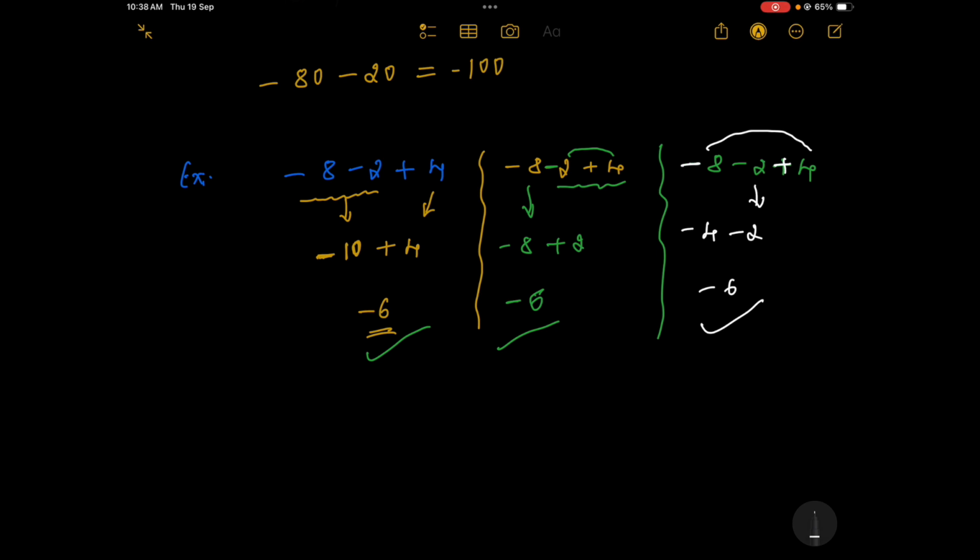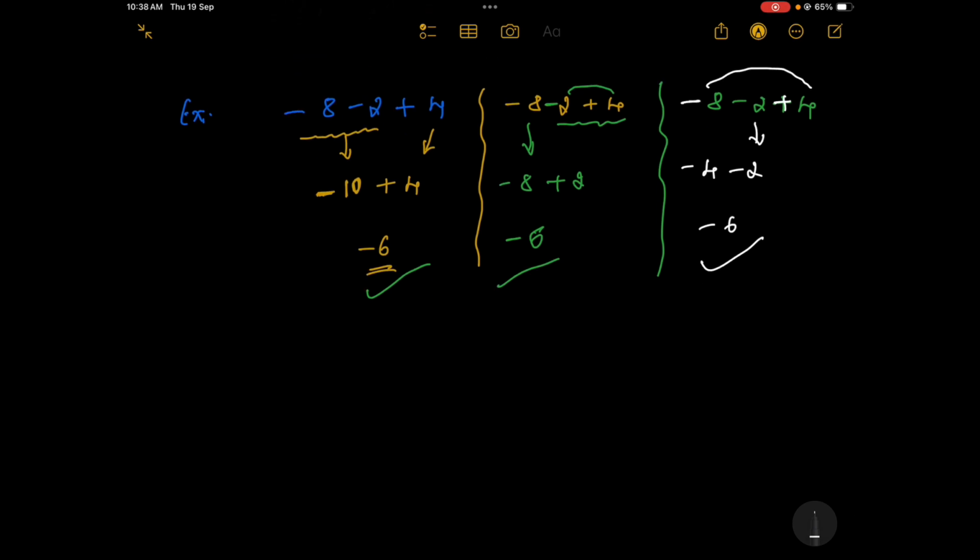Are you all clear? Okay, try this one. Pause the video and try it out now. So minus 10 plus 2 minus 8. Try it by yourself. I'll wait for a few seconds.